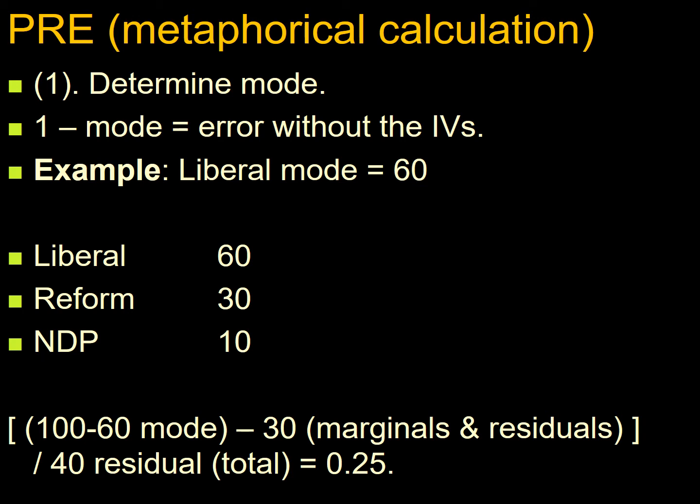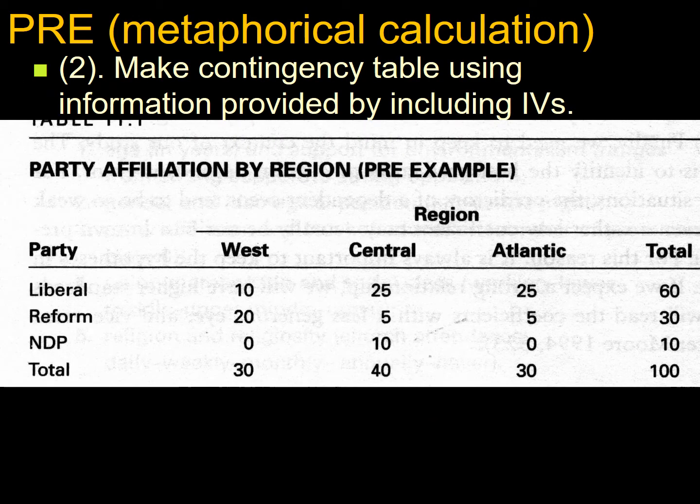Now we can carry that calculation to the next step. We would also subtract from that 30. 30 is the marginals and the residuals. And let's see where we get those. So here we've expanded the proportional reduction in error to a model which includes the independent variable of region. So we have an independent variable of 3 categories, West, Central, and Atlantic. And we hope by including these independent variables, we're going to improve our ability to predict the membership an individual has in the political parties.